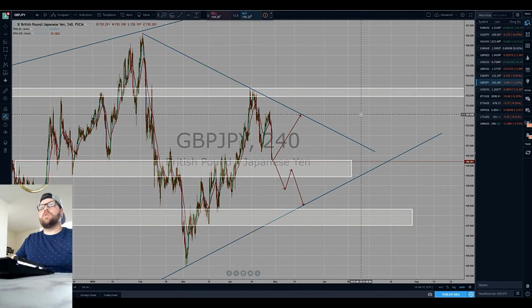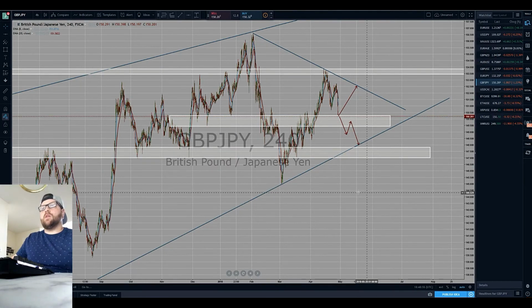Dropping down to the 4-hour time frame, I've got a few zones drawn in here. This bottom zone is the same zone that was drawn on the daily. This zone is based off of this candlestick right here.